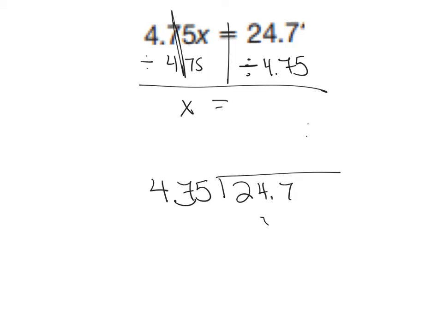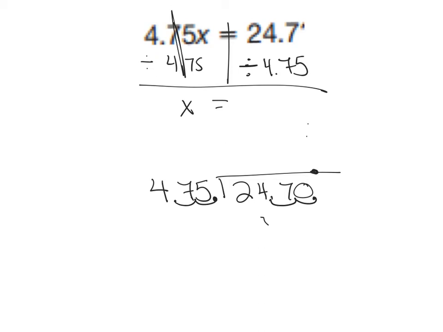So we're going to move this decimal twice. So if I move that one, we have to move this one. It's kind of the same rule with equations. If you do one thing to one side, you do it to the other. It's the same type of scenario. Okay, so I have 475 into 2,470 now. So I'm going to go ahead and bring that decimal up so I don't forget.